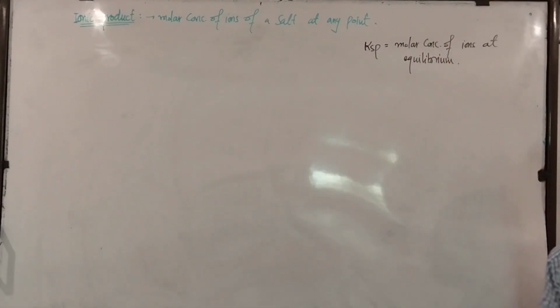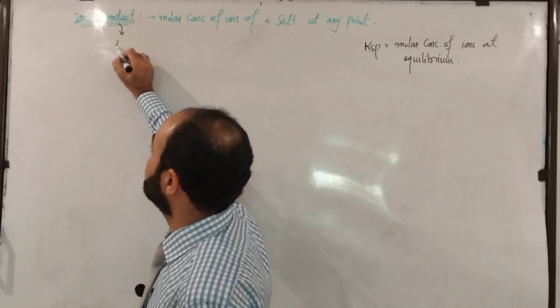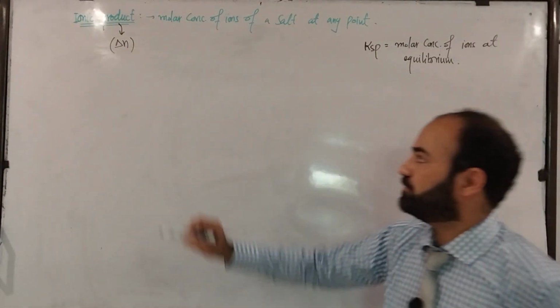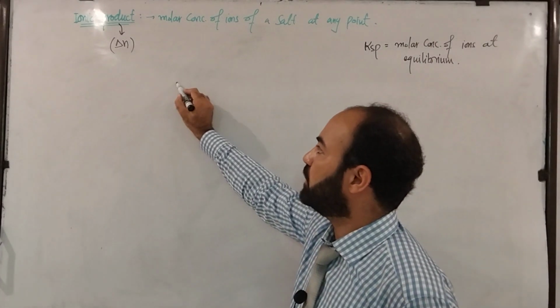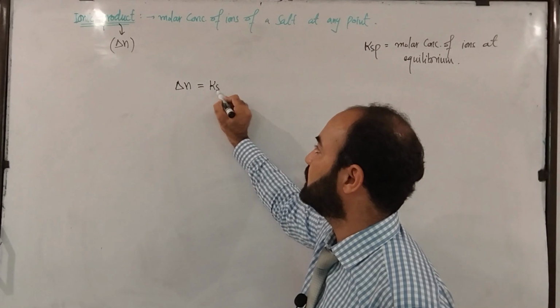While ionic product is the molar concentration of ions of a sparingly soluble salt at any point, at any position. For example, we find this ionic product, which is also represented by delta N. Also, we find out that delta N for a process for a sparingly soluble salt is equal to KSP.